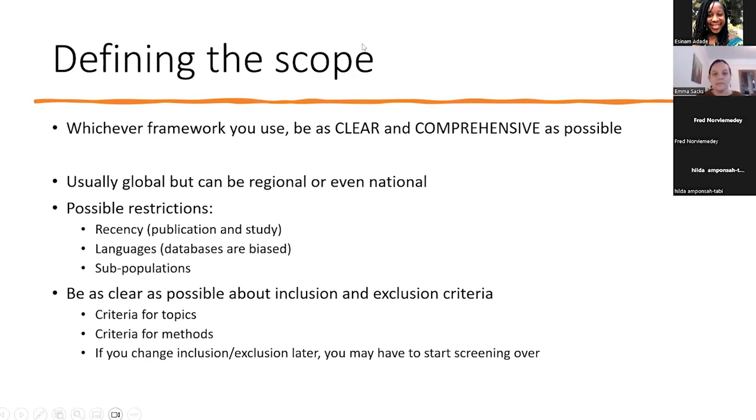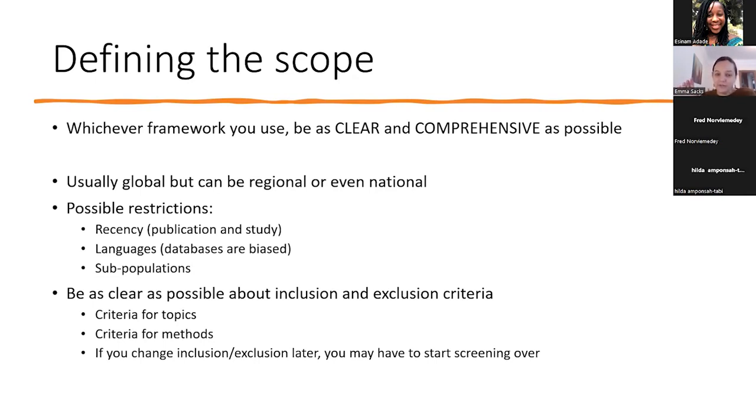You also, as I said, can limit it to certain subpopulations. When you're defining your inclusion and exclusion criteria, you want to do that before you start screening papers. Because you might get a lot of hits, and then you're going to be eliminating the ones that are not relevant to get the core set of papers that you're going to want to actually read and extract data from.